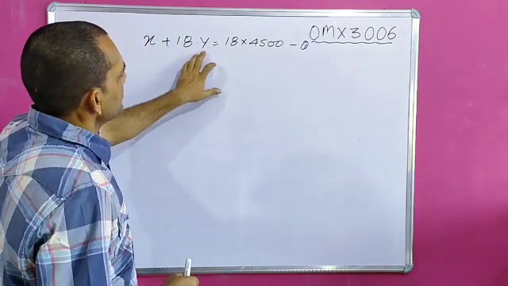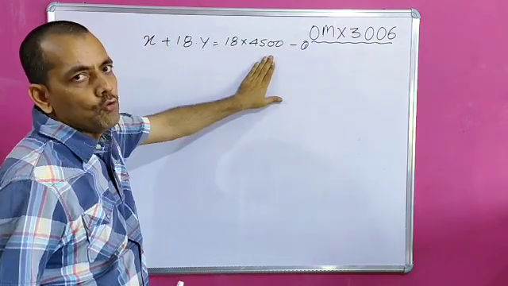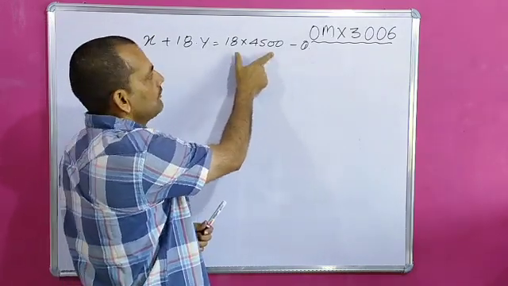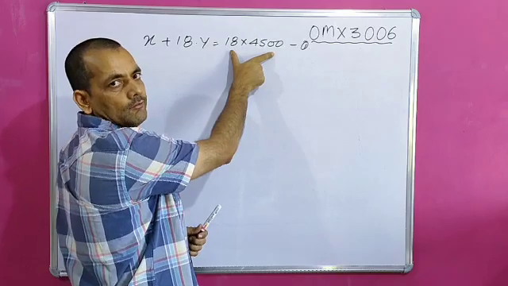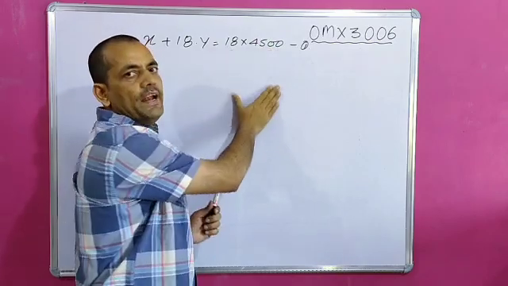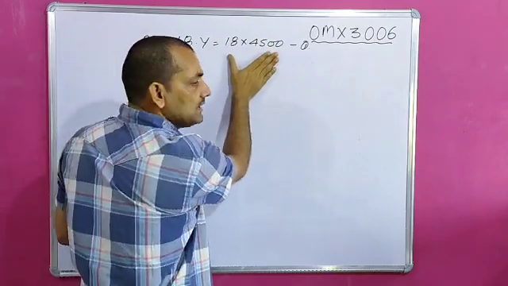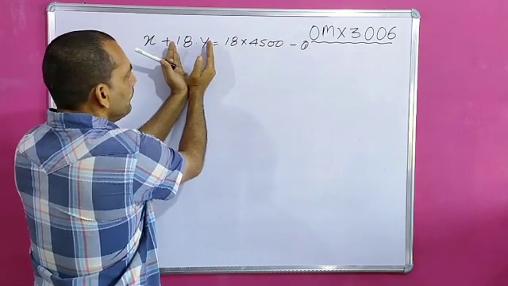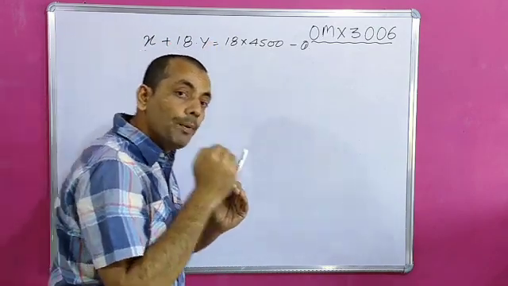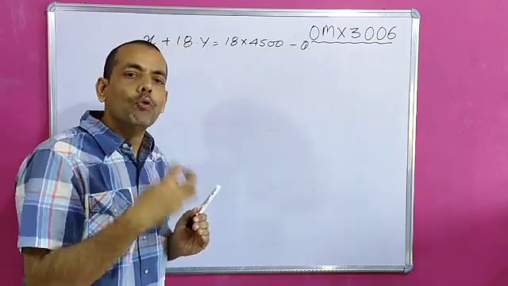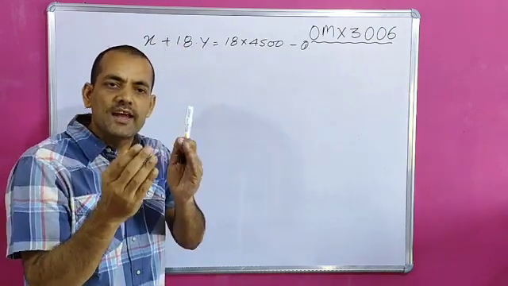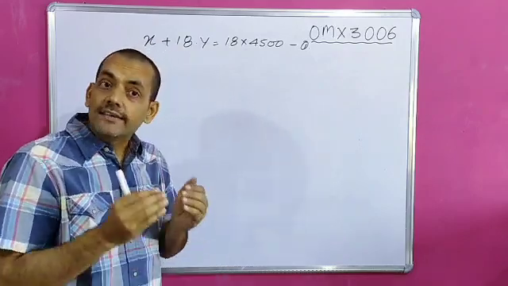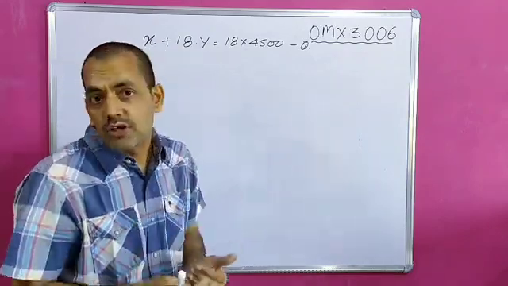So X plus 18Y equals 18 into 4,500. Whatever total amount we get, in this case it will be 81,000 rupees. This 81,000 has two parts: some fixed expenses, and some variable per student expenses like food and other expenses. If there are 18 students, we have to make food for 18 students, but if there are 10 students, we have to make food for 10 students only.